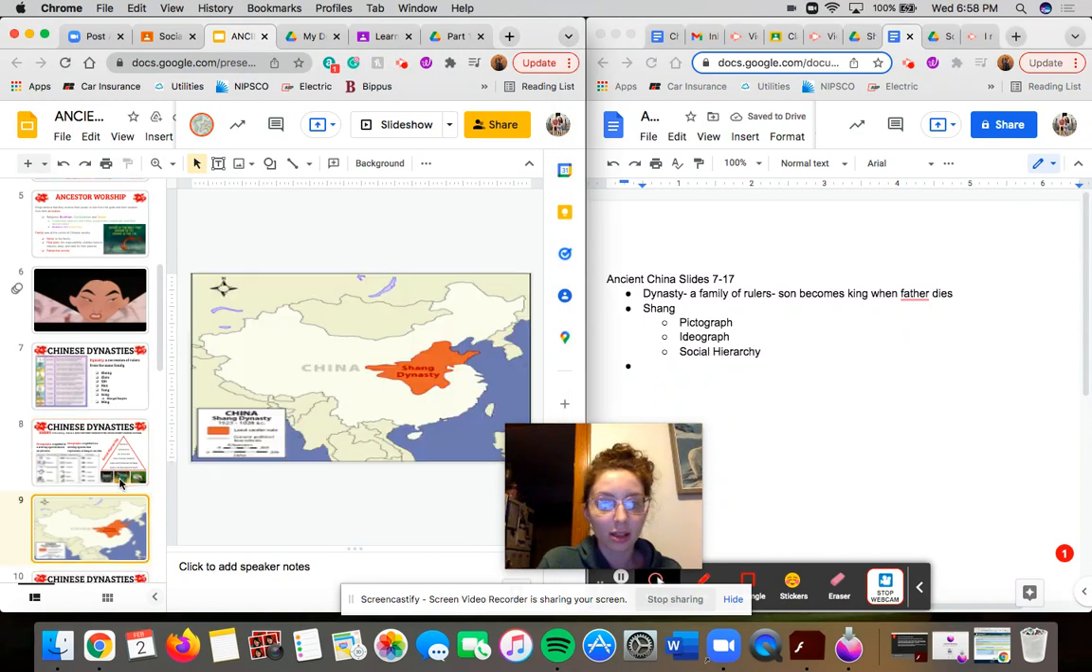Okay, next slide. So this is how much land was controlled by the Shang dynasty. As you can see, China today is a lot bigger, so other emperors later on will take over more land.